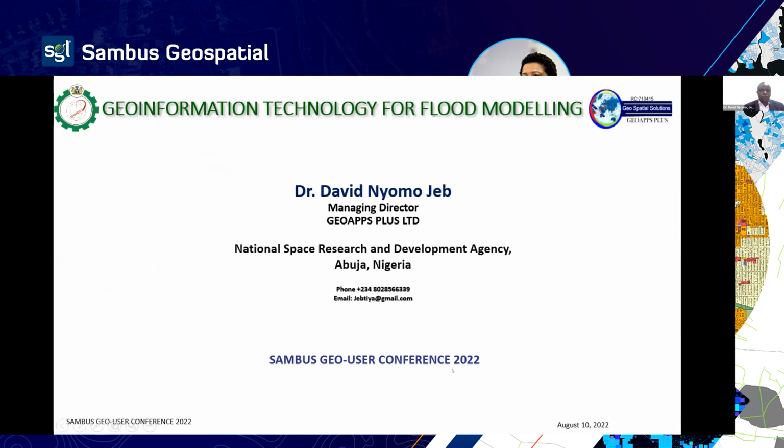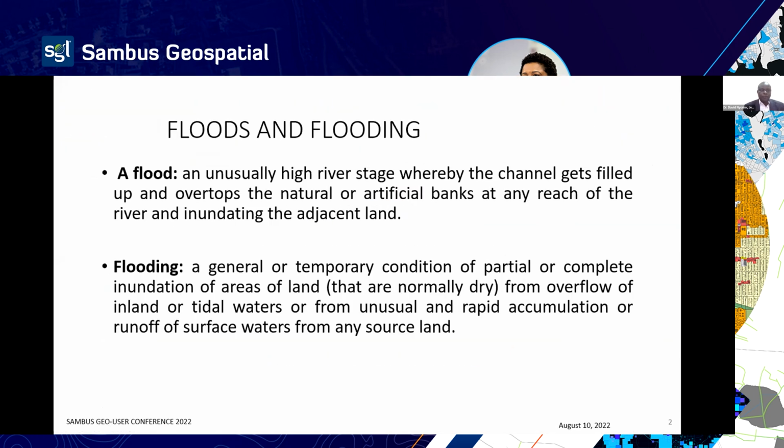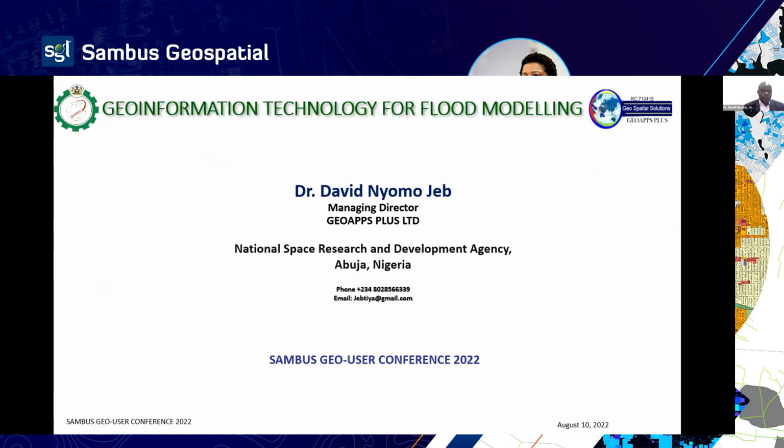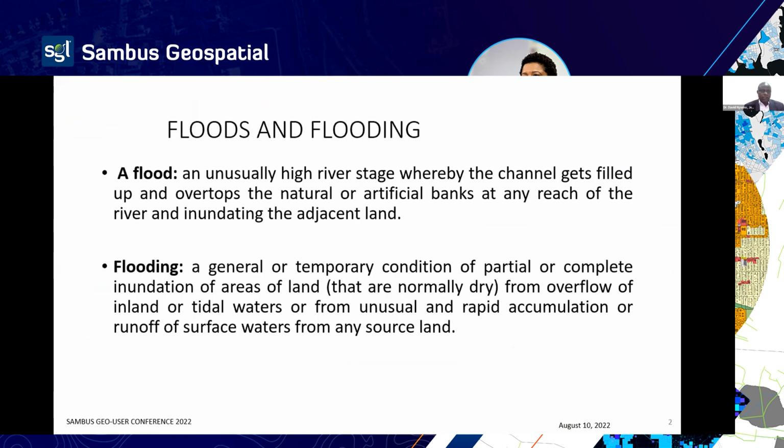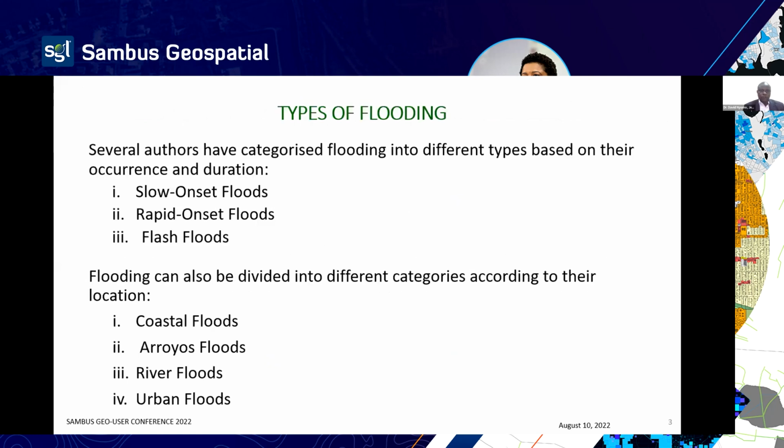So I'm going to just talk to the presentation, and I just want to look at this phenomenon called flooding. And we already know what a flood is and what flooding is. However, there are different types of floods: those that come slowly, those that are rapid, and flash floods, like those that occur in the cities. And then we have floods according to location, like coastal floods, areal floods, river floods, and urban floods.